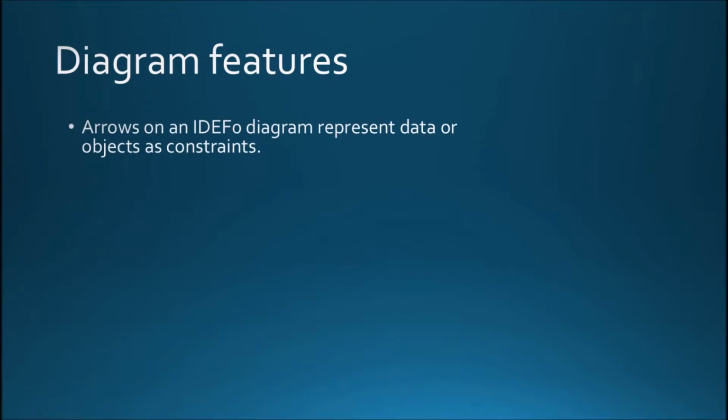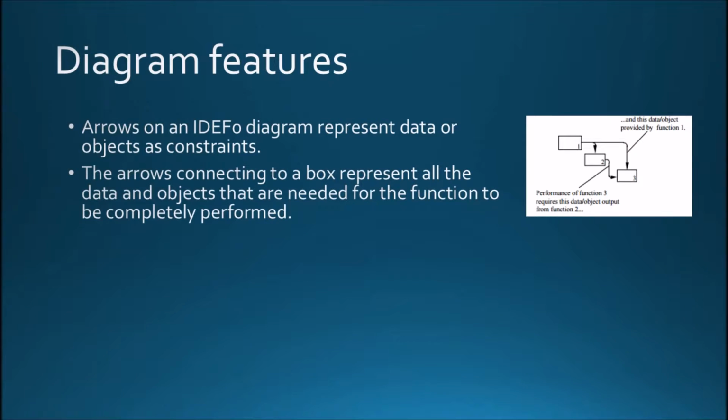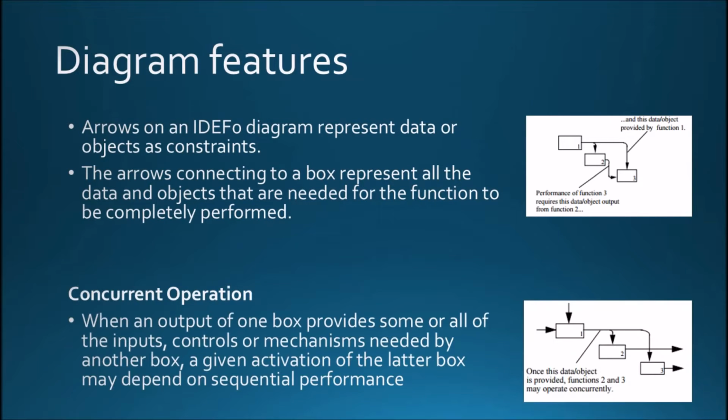Diagram features. Arrows on an IDEF0 diagram represent data or objects as constraints. The arrow connecting to a box represents all the data and objects that are needed for the function to be completely performed. Concurrent operation. When an output of one box provides some or all of the inputs, controls, or mechanisms needed by another box, a given activation of the latter box may depend on sequential performance.